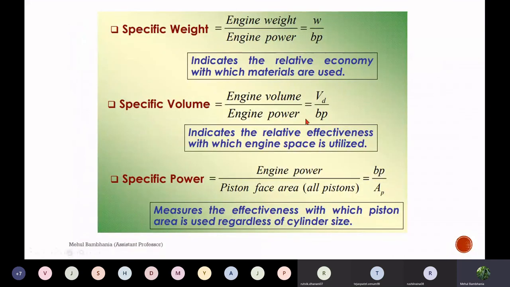Very quickly, these are specific weight, specific volume, and specific power. See, specific is a simple definition. Specific weight is, for 1 unit of power, the total weight of the vehicle. Specific volume is, for 1 unit of brake power, the volume in cc that is required. And specific power is obviously the reciprocal: for 1 unit of power, the area of piston that is required. So this is a small definition.